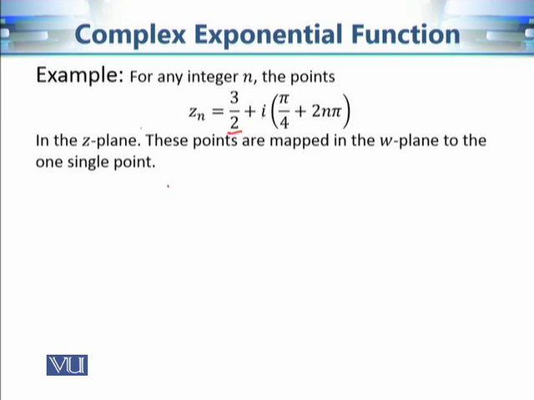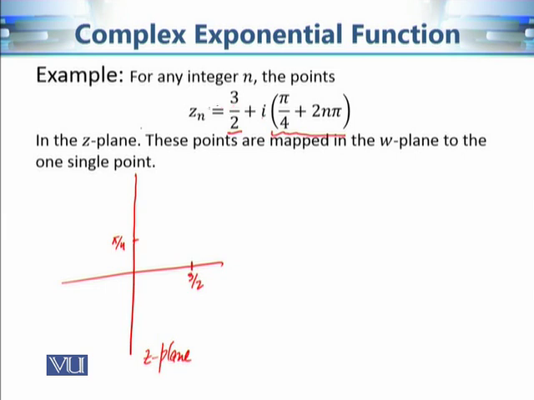Okay, so what are these numbers? In the z plane, let's see what these numbers are. The real part is 3/2, and the imaginary part is π/4 plus 2nπ.